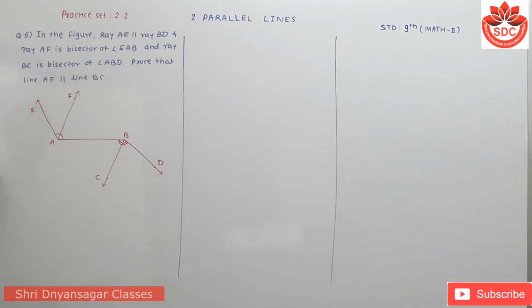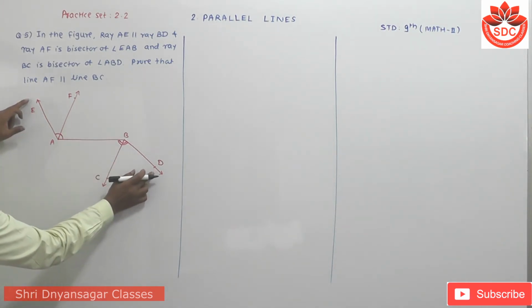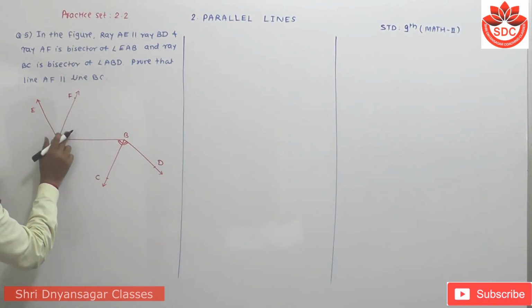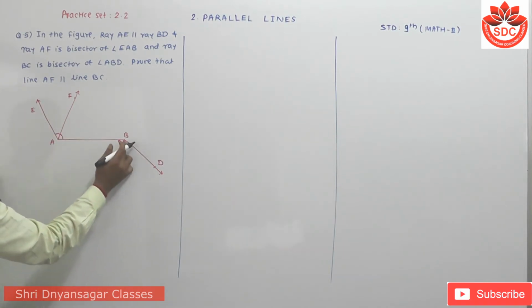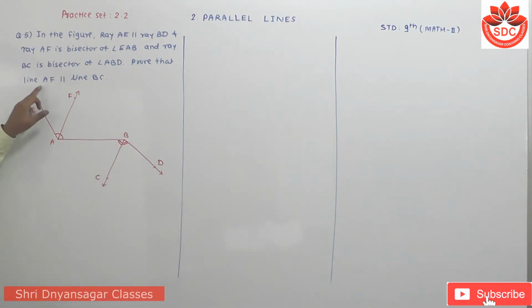Next question, question number 5. In the figure, ray AE is parallel with ray BD and ray AF is the bisector of angle EAB, bisector means that these two angles are equal, and ray BC is the bisector of angle ABD. Then prove that AF is parallel with line BC.